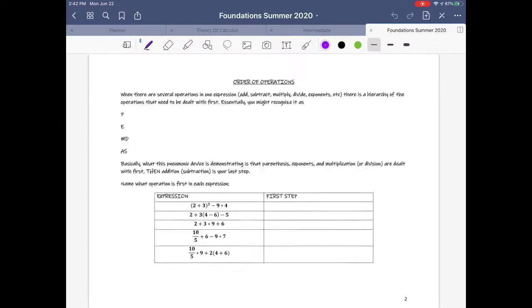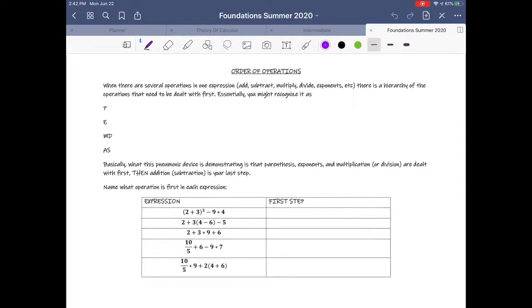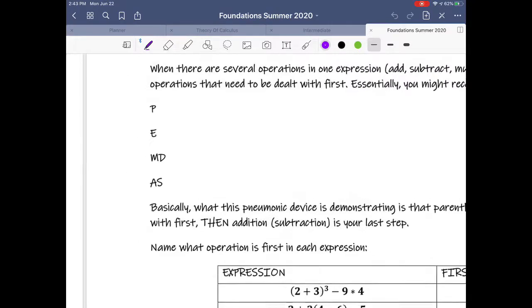Hey y'all, this is a lesson on order of operations. When there's several operations in one expression, so add, subtract, multiply, divide, exponents, etc., there's a hierarchy of operations that need to be dealt with first, and you might recognize this as PEMDAS. PEMDAS is not a technically correct way to do things. It is just a mnemonic device that can help you simplify these expressions. It kind of puts things in a hierarchical order so that you can deal with simplifying expressions.